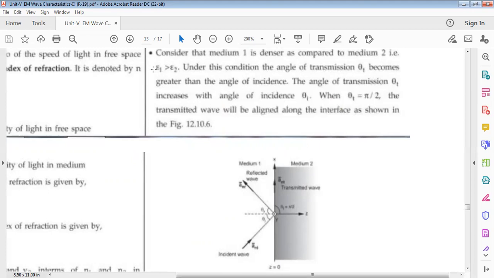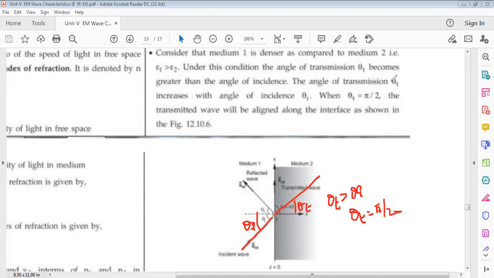When we consider the parameter epsilon 1 is greater than epsilon 2, with theta i the angle of incidence, under this condition the angle of transmission becomes greater than the angle of incidence. Okay, theta t is greater than theta i. Eventually theta t is the 90 degrees, pi by 2.